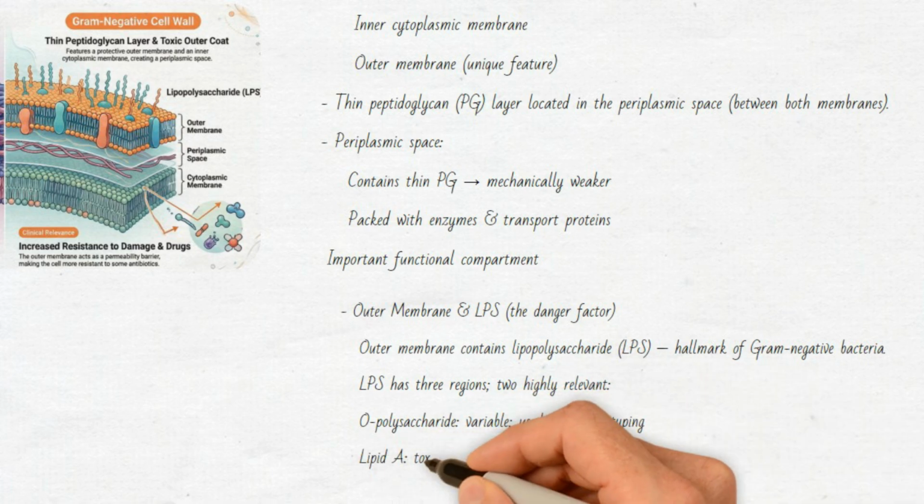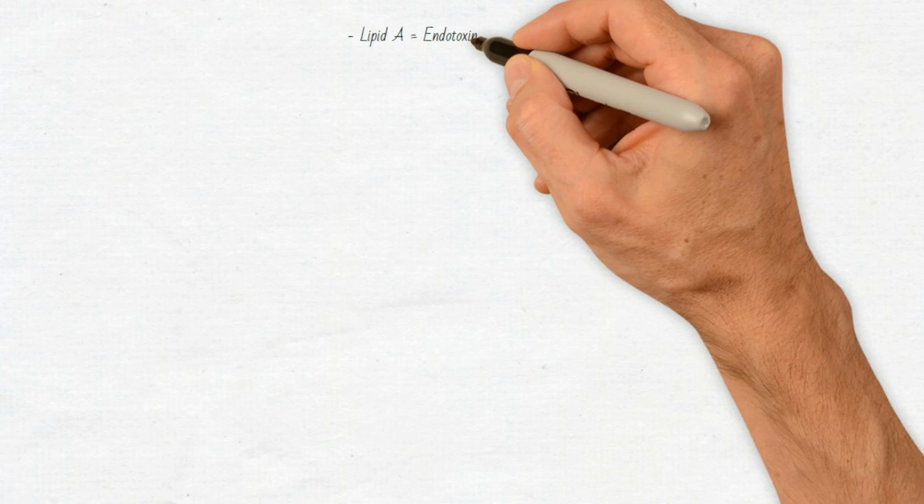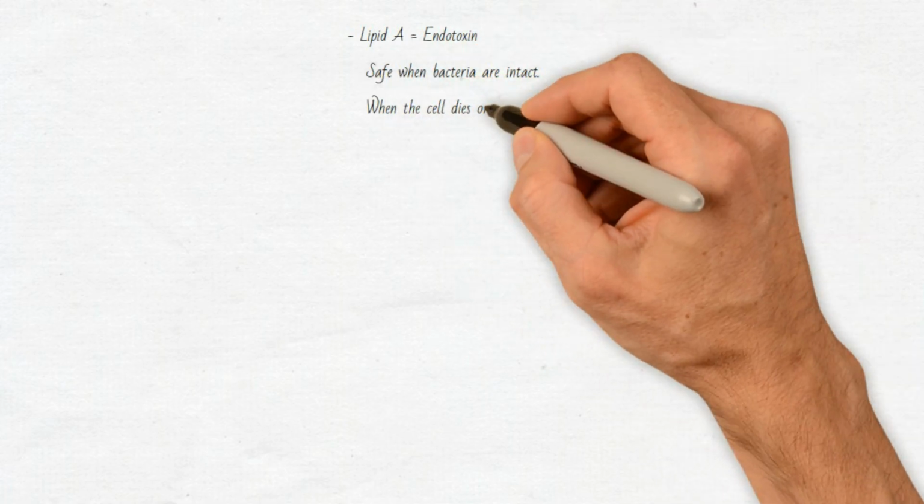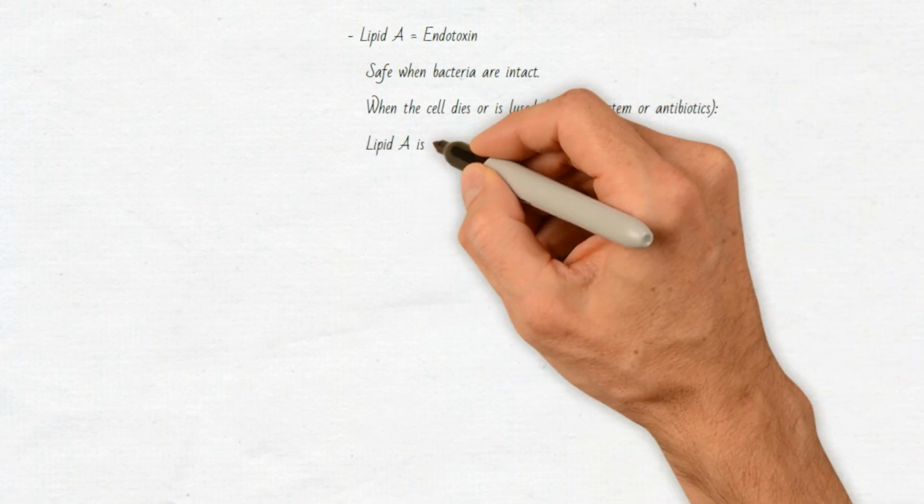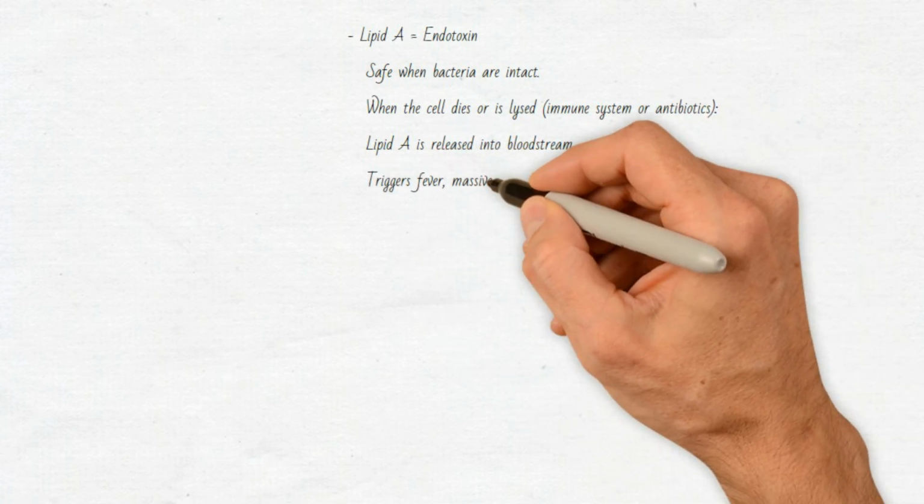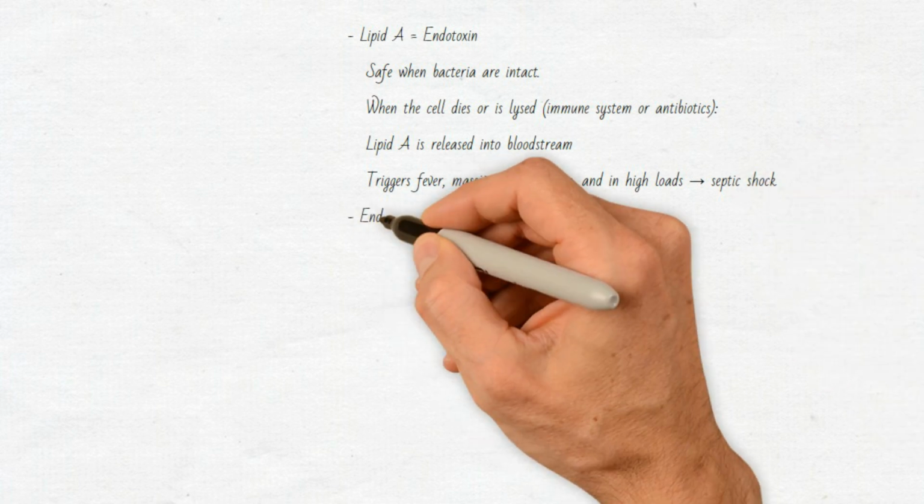Lipid A is the toxic part. It's an integral part of the membrane itself. When a gram-negative cell is just growing, it's fine. But when it dies, when the cell gets lysed by the immune system or, ironically, by antibiotics, lipid A is released into the bloodstream. That's why it's called an endotoxin. It causes systemic inflammation, fever, and if the bacterial load is high enough, it can lead to lethal septic shock.